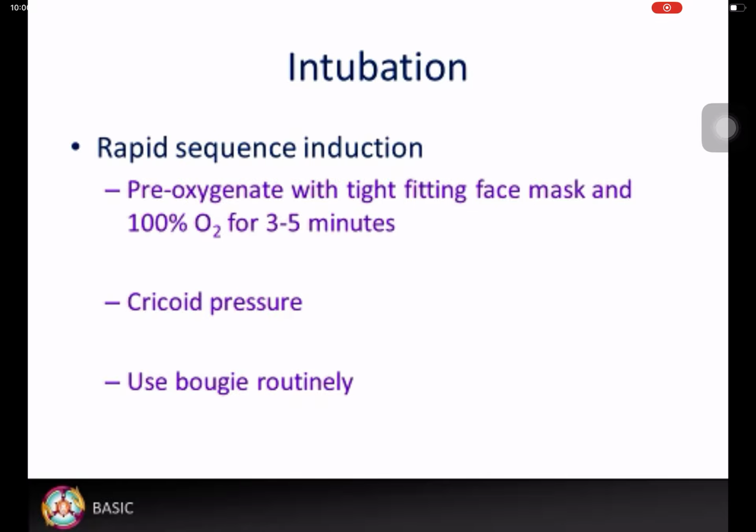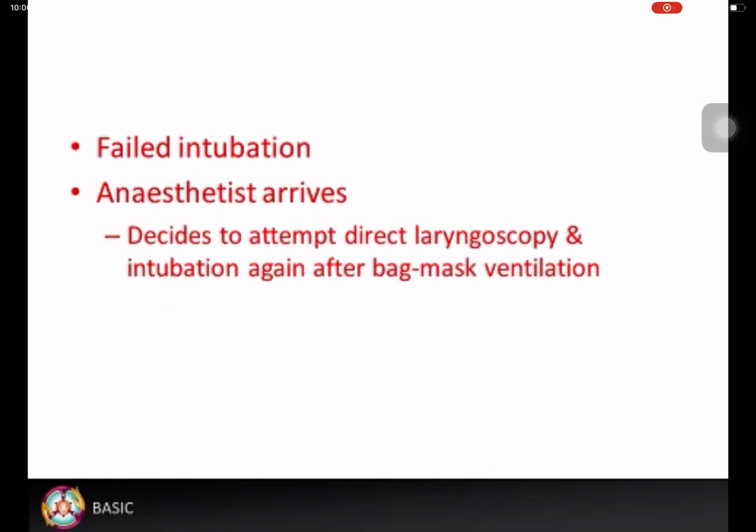And use a bougie routinely. You fail to intubate the patient, but luckily the anaesthetist arrives and takes over. She decides to attempt direct laryngoscopy and intubation again after bag mask ventilation.